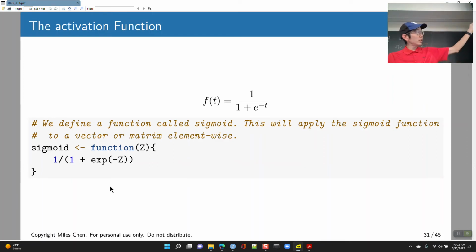Okay, so just to keep things simple so we can plug values in, I'm going to create a function for the sigmoid or logistic function. And we're going to say anytime I plug in a value z, just do 1 over 1 plus e to the negative z. Okay.